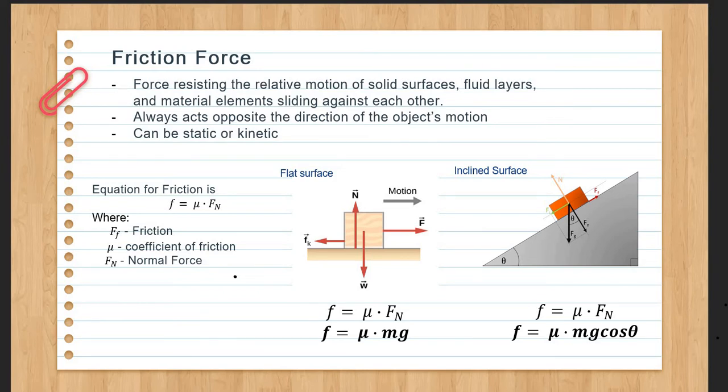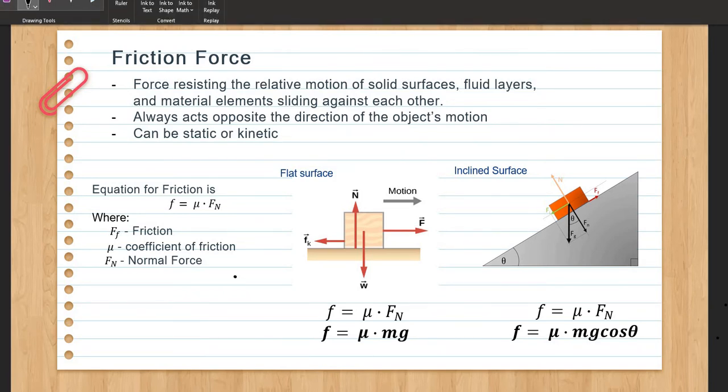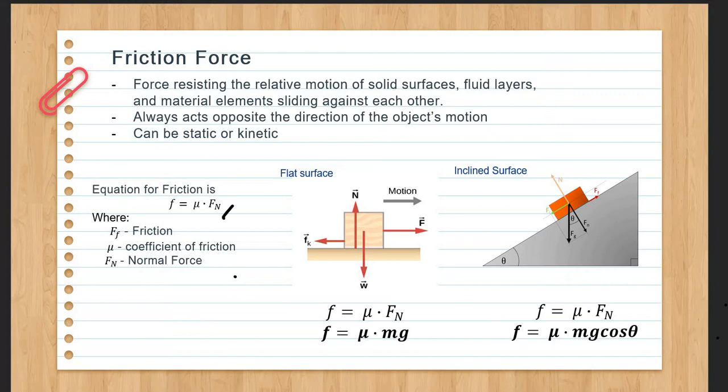Okay, so the general equation for friction is F equals mu, the coefficient of friction, multiplied by the normal force. Pero depende yon sa type of surface. Kung flat yung surface, you know that the normal force is equal to the weight. So, that will be equal to mg. So, this will be your equation if flat yung surface.